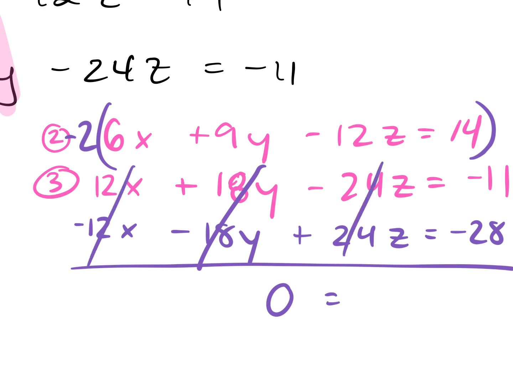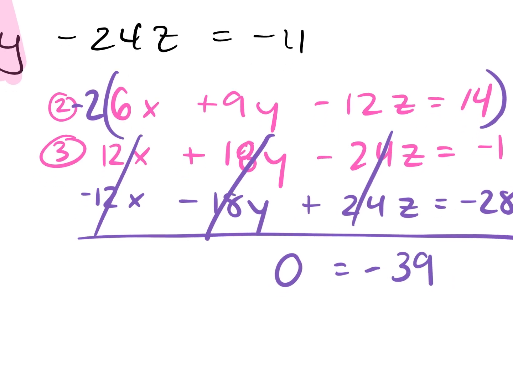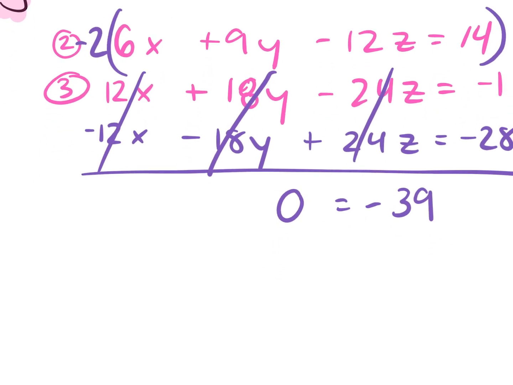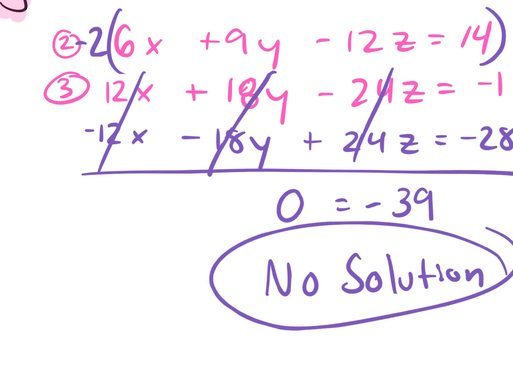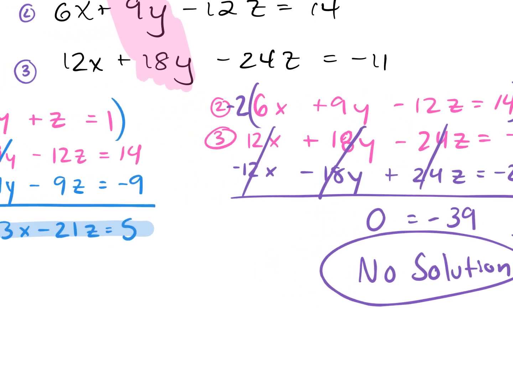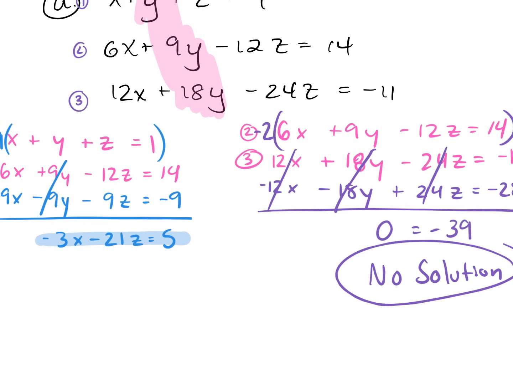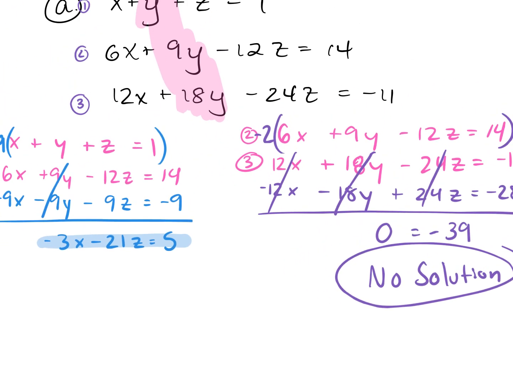What's negative 11 minus 28? Negative 39. Does 0 equal negative 39? No, so what's our answer? No solution. Sometimes, like let's say we picked 2 and 3 to combine first, we'll end up with no solution without even having to do the work that we did on the left. So sometimes it'll happen super quick.